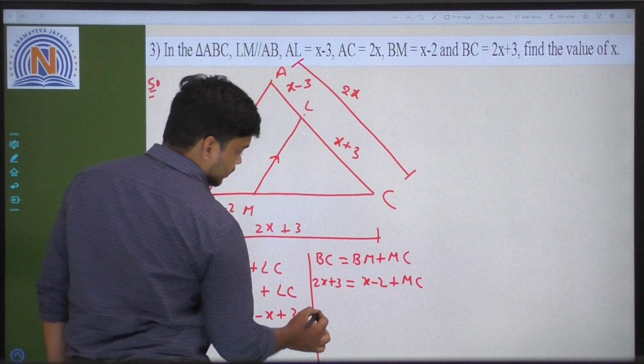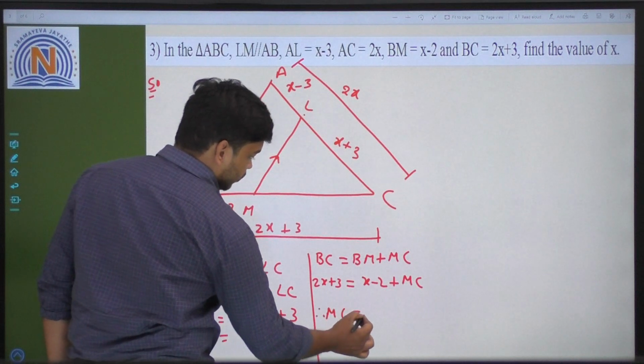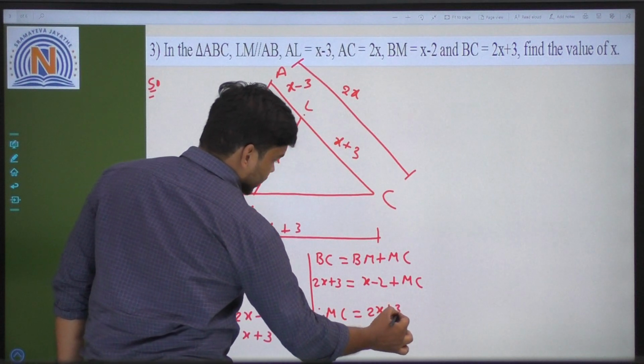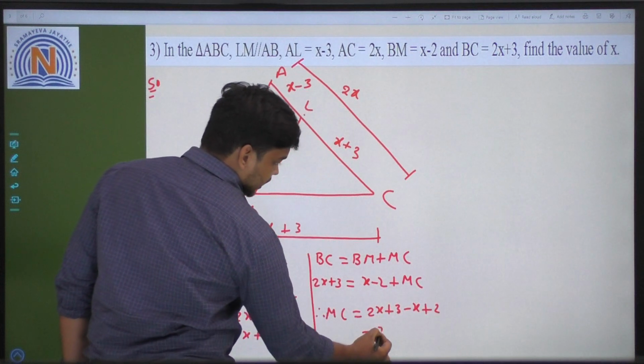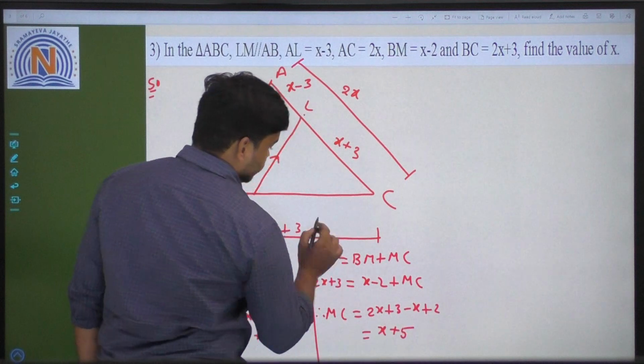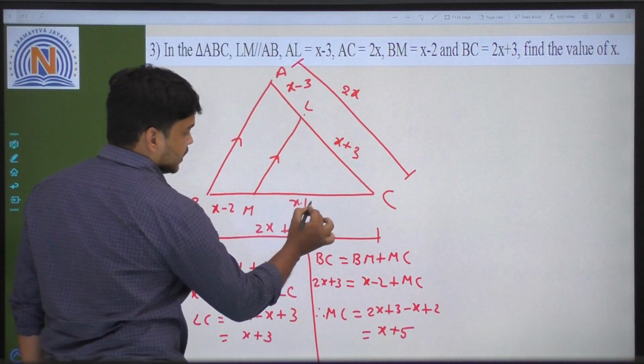We need to calculate MC. Therefore, 2x plus 3 minus x plus 2. So 2x minus x is x, plus 5. So the MC value is x plus 5.